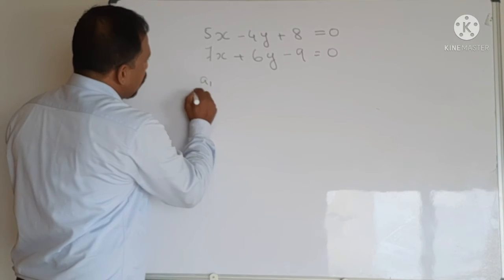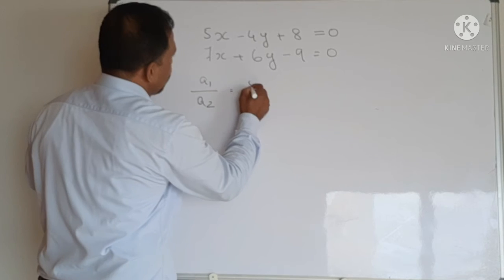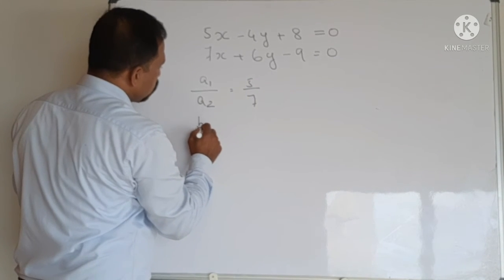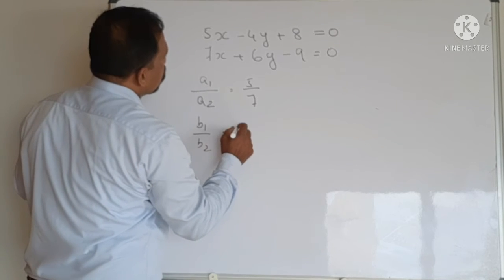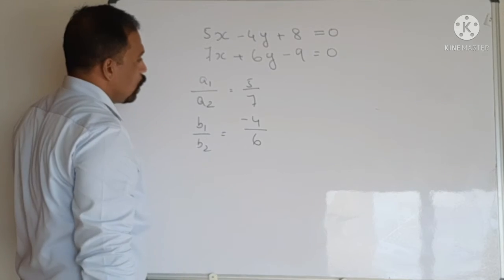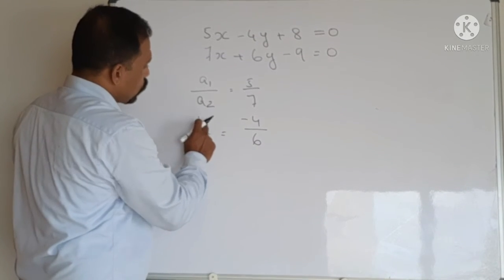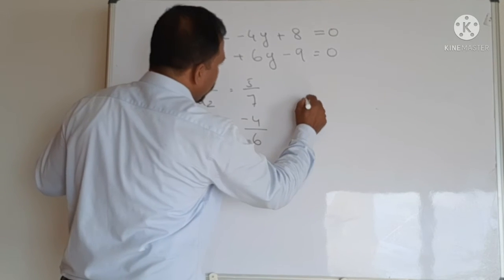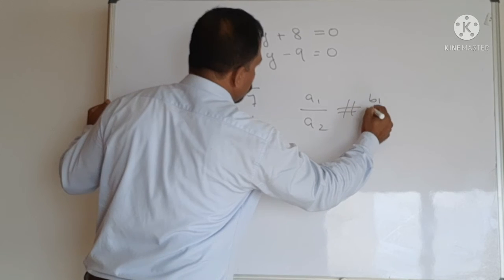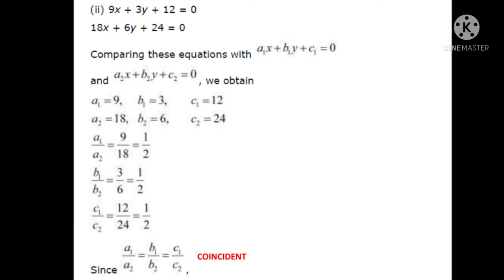So let us take the ratio of the coefficients. a1 by a2 is 5 by 7. What is b1 by b2? b1 by b2 is minus 4 by 6. Now here itself we can say a1 by a2 is not equal to b1 by b2. Therefore, they are intersecting lines.